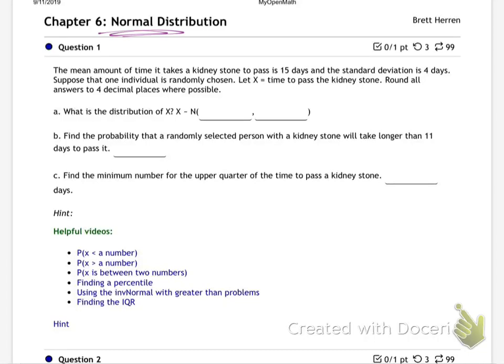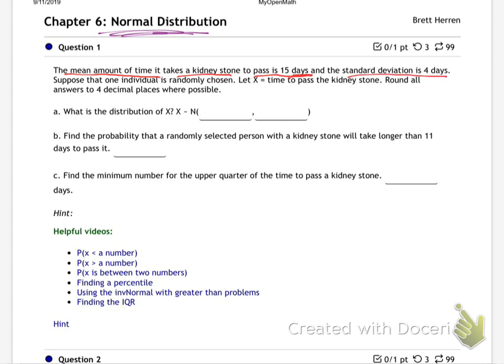So, chapter 6, normal distribution. So here come the actual words. The mean amount of time it takes a kidney stone, this is a delightful example, to pass is 15 days. I've never had those, but I've heard they're terrible. It's 15 days, and the standard deviation is 4 days.